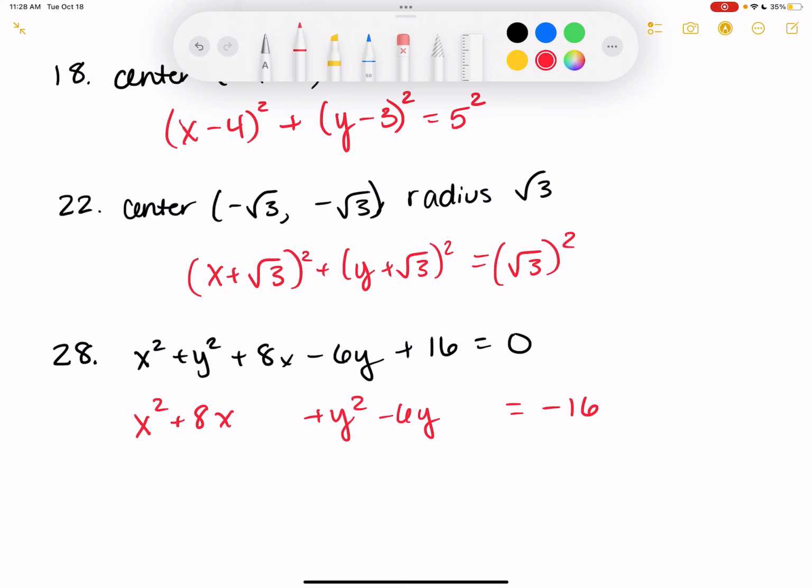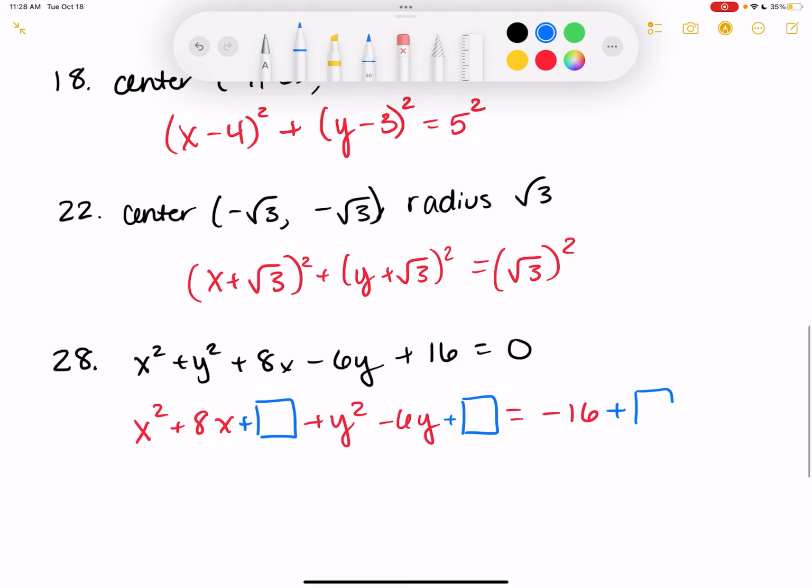You gotta divide by 2 and square. I thought you meant I needed to divide by 2 before I did anything else. It's plus 16, right? Make sure the boxes that get added have to get added to the other side as well.